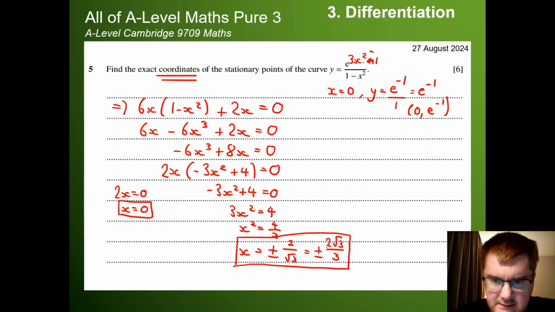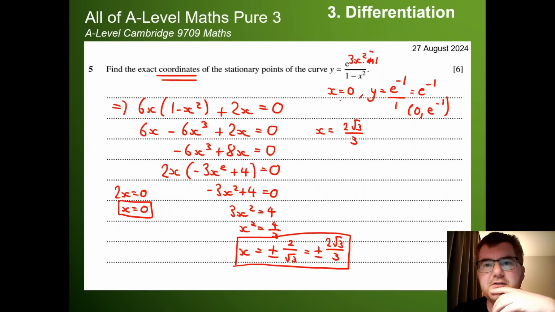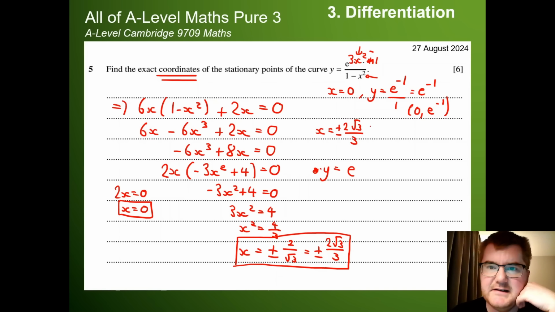If we now put in 2 root 3 over 3, let's start with a positive. So 2 root 3 over 3, and put this in. It's going to make no difference whether it's plus or minus because we're squaring the x each time. So we'll get the same value. So actually I can just put in plus minus here. We'll get the same value of y. So we have e to the 3 lots of 2 root 3 over 3 squared minus 1 over 1 minus 2 root 3 over 3 squared.